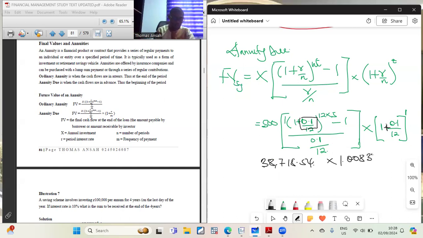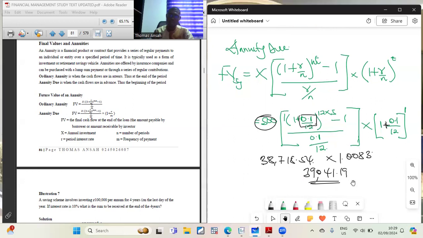If I multiply by 38,718.54, what I get is 39,041.19. So that would be my answer. So if you save 500 Ghana cedis every month with a 10% compounding interest monthly, in 5 years' time, you are going to get 39,041 cedis, 19 pesewas. So that is how you go by it.